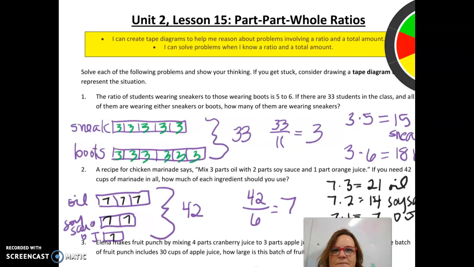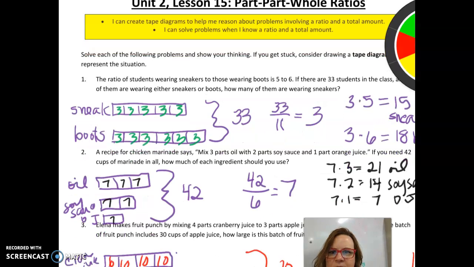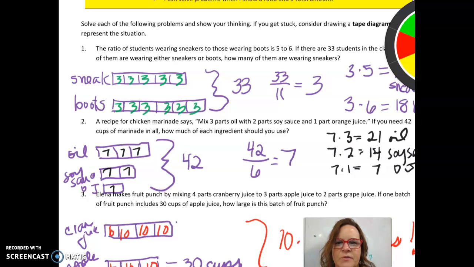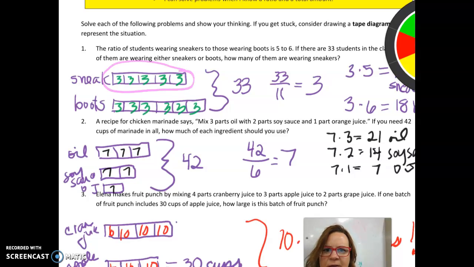I'm going to talk about lesson 15. This is the piece about part to part and also part to whole ratios. So let's get started. In number 1, the ratio of students wearing sneakers to those wearing boots is 5 to 6. So you can see that in the strip diagram, I drew a strip that had 5 parts, and then I drew a strip that had 6 parts. And the 5 parts corresponds to the sneakers, and the 6 parts corresponds to the boots.